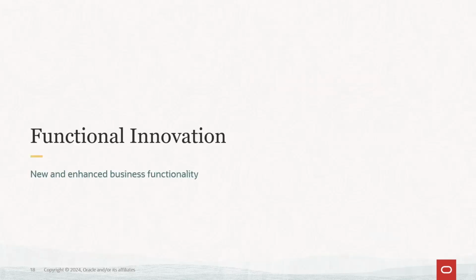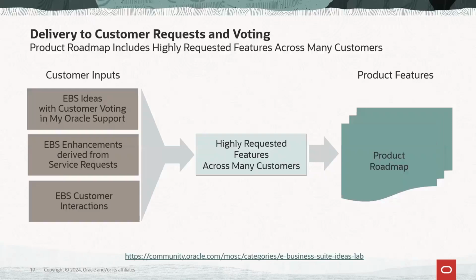In terms of the new and enhanced business functionality that's in 12.2, what we're responding to primarily are the features and enhancements that customers most ask for. And the way that customers share their inputs, well, first off, primarily they're doing it through the so-called eBusiness Suite Ideas portal. There's a link to that at the bottom of the slide. But they're also doing that through service requests, which suggest enhancements, as well as just the straight up customer interactions that we have at the various user group meetings and other meetings.